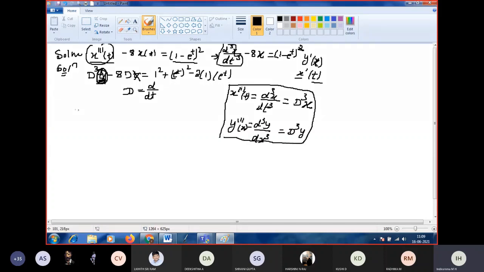So therefore now it becomes d cube x minus 8 into x. Not 8 into dx, here d is not there. What should we write? D by d is not there, it is not x dash. Just 8x. It is not correct to write d. D by dx is not there. So it is just x.